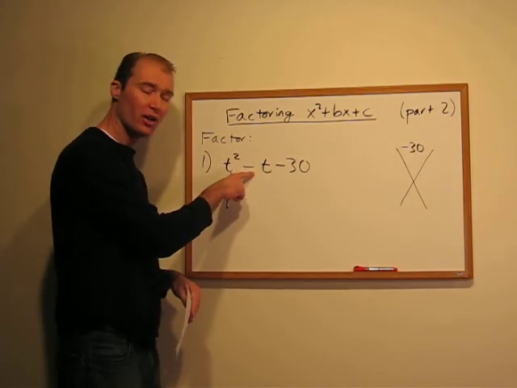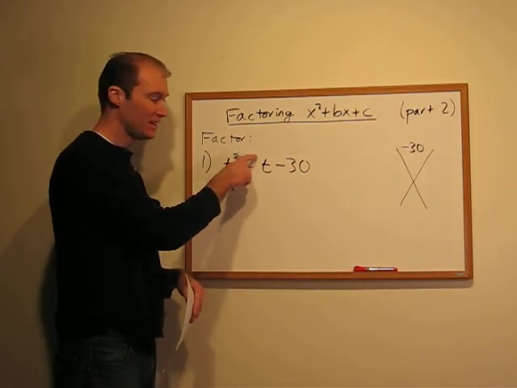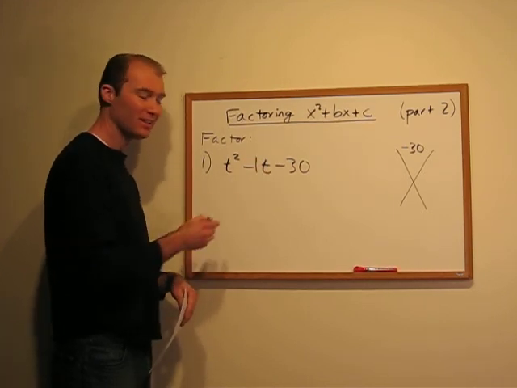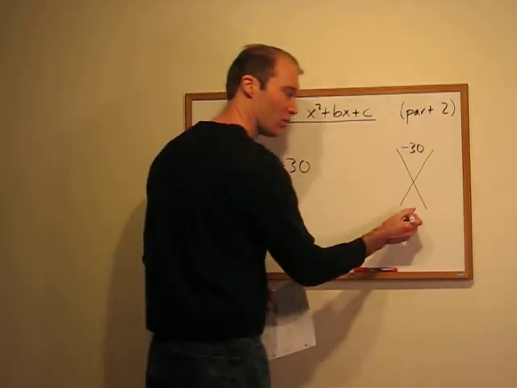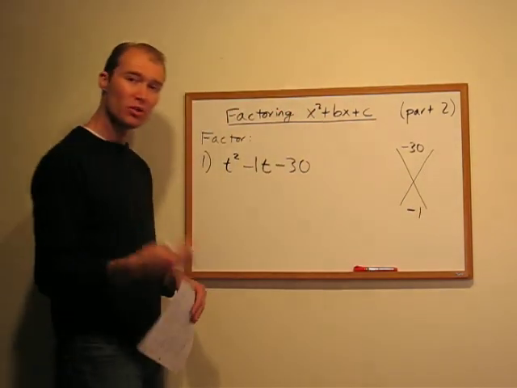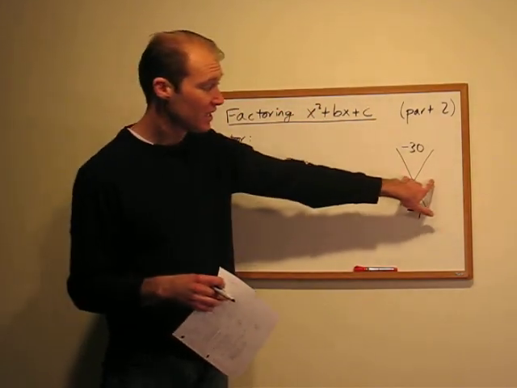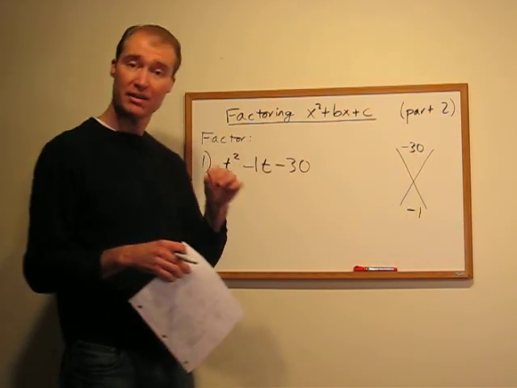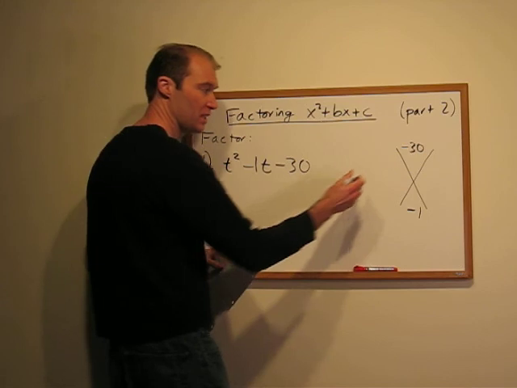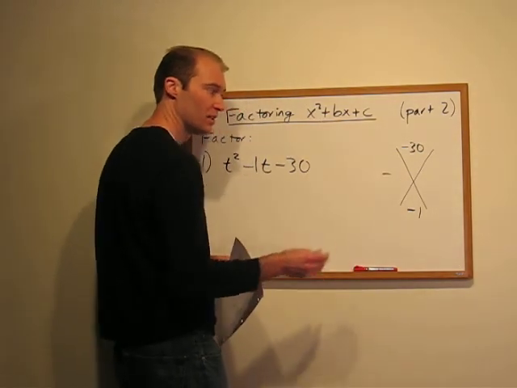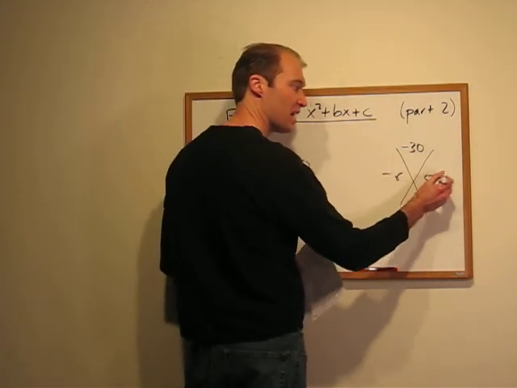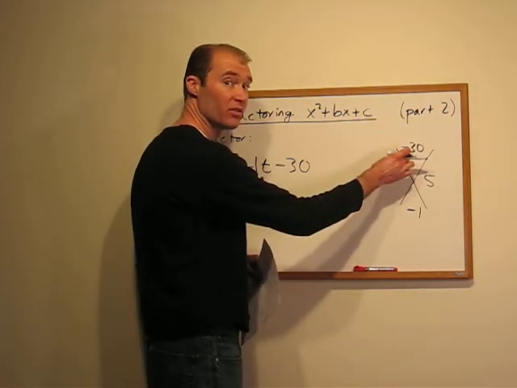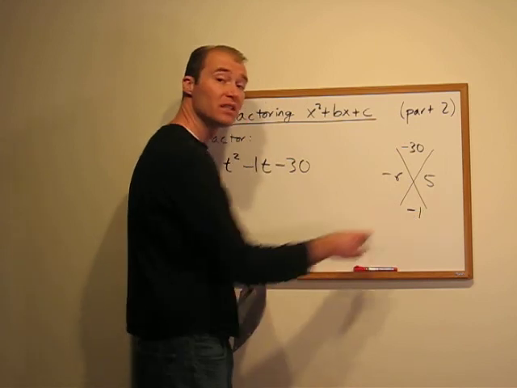Now, what about the coefficient to this? Here, this is the same as negative 1 times t. And so the negative 1 is what's going down here. Remember, since they multiply to a negative number, the two numbers I'm looking for have to have opposite signs, one negative and one positive. Looks like negative 6 and a positive 5 will do the trick. Negative 6 times 5 is negative 30. Negative 6 plus 5 is negative 1.